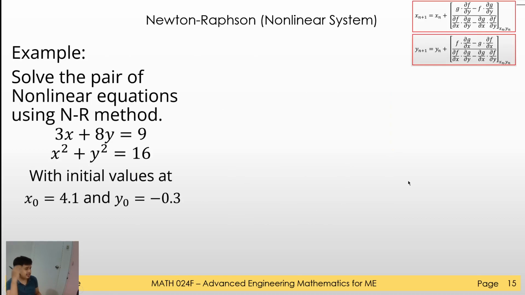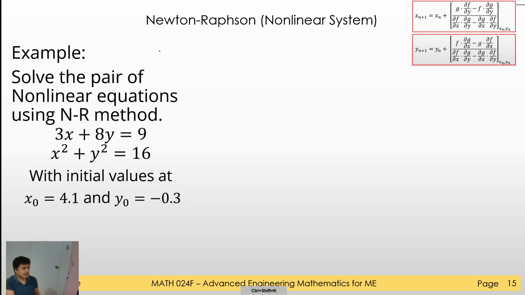So let's say we have a given system of nonlinear equations, and we have the given initial values, the initial guess. How do we now solve this using the Newton-Raphson method? The first thing we should do, as I discussed, is to equate these two equations to 0.